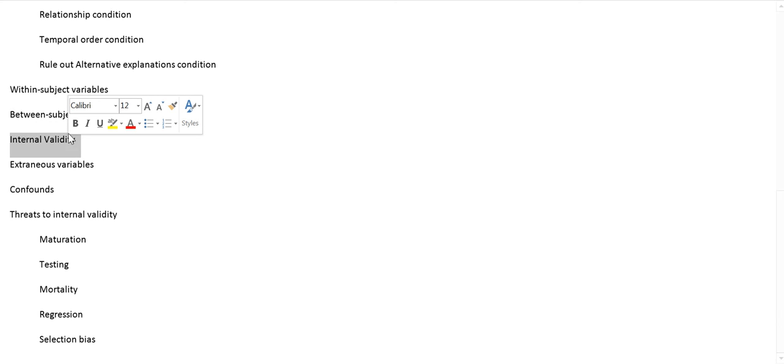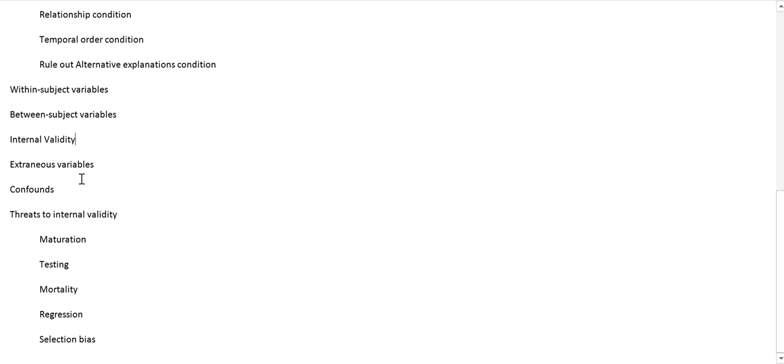So well-designed experiments, that's basically what they do. They have strong internal validity. They allow the researcher to make a strong causal argument. Correlational research, on the other hand, would be low in internal validity because it does not allow researchers to make strong causal arguments in most situations.